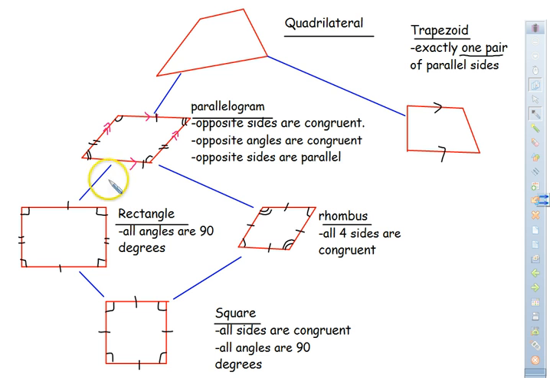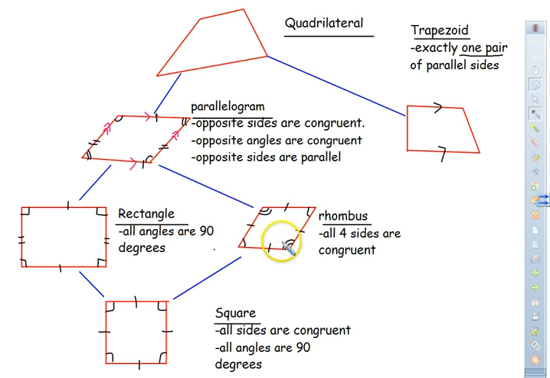Okay? Now we're going to slide over to this, which is a rhombus. It is also meeting all the parallelogram characteristics. Opposite sides are congruent and parallel, and opposite angles are congruent. But all four sides are congruent. The angles aren't necessarily right angles. Okay?